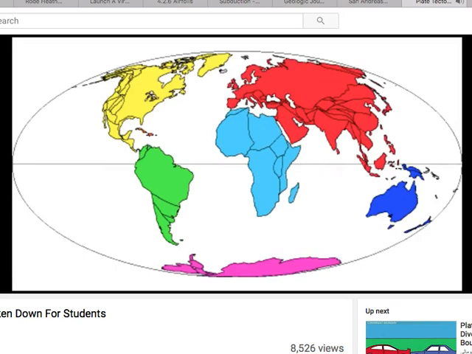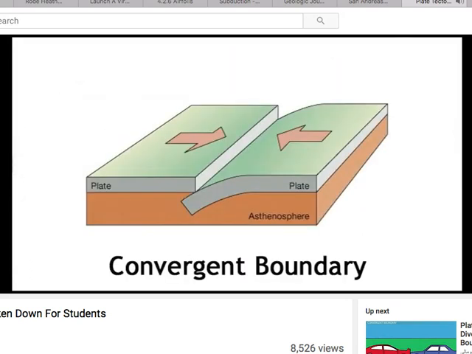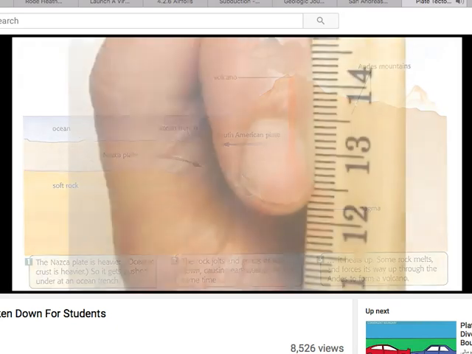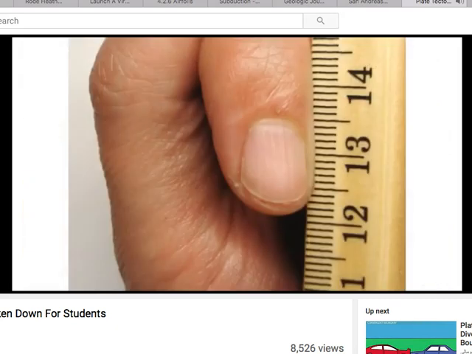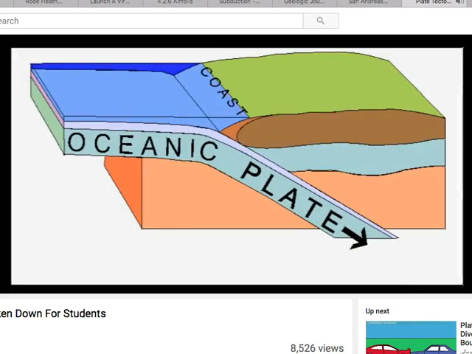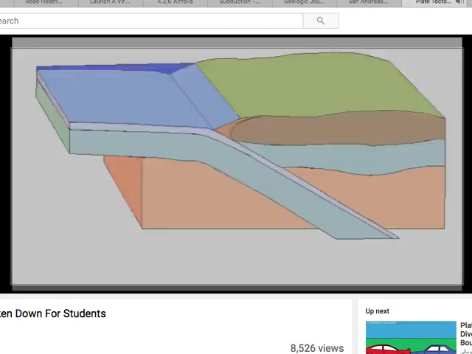The plates move in 3 ways. They converge, that means come together. When this happens, one plate subducts or goes under another plate and it melts back into the mantle. This happens very slowly. Again, about as slow as your fingernails grow. And it happens mostly in oceans, so you don't have to worry about any land getting subducted anytime soon.